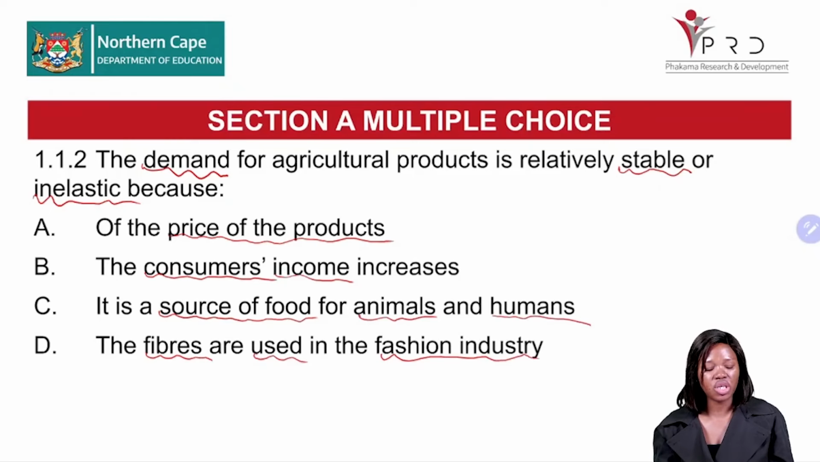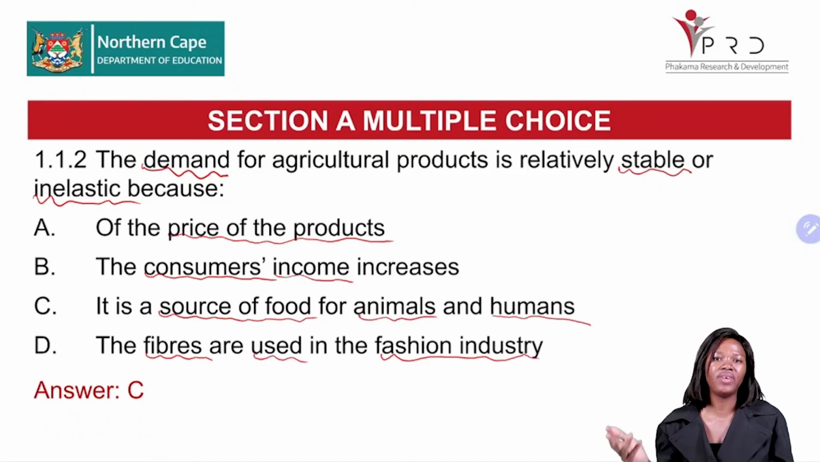Right, and the last option will be the fibers are used in the fashion industry. Obviously, D is incorrect, meaning the correct answer for 1.1.2 is C. The demand is inelastic because the food or agricultural products are a source of food for animals and humans, meaning humans and animals cannot live without agricultural product, specifically food.